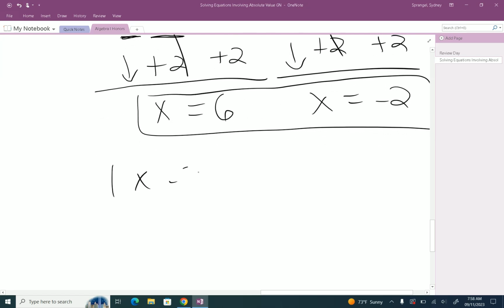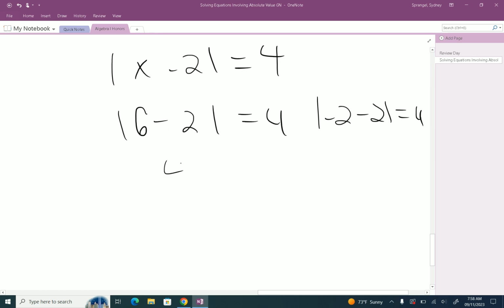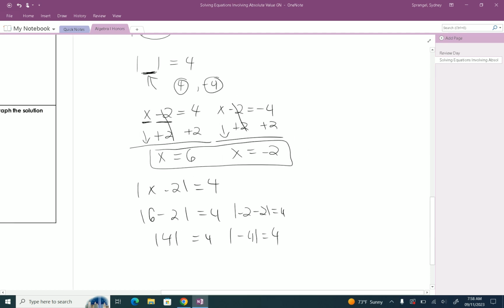And if I want to check that, I could plug in 6, so 6 minus 2, and I could plug in negative 2, negative 2 minus 2. 6 minus 2 is 4, and the absolute value of 4 does equal 4, and negative 2 minus 2 is negative 4, and the absolute value of negative 4 is 4.